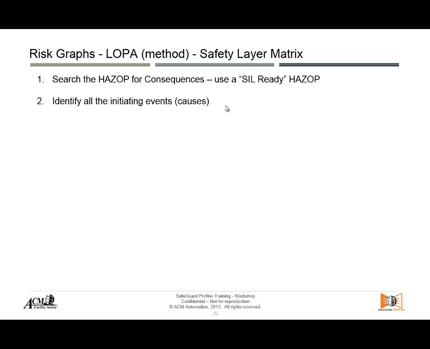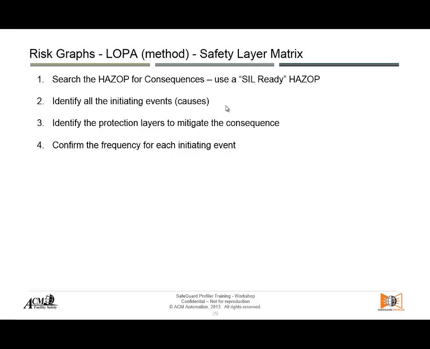So now we can identify all initiating events or causes. Then we identify the protection layers to mitigate the consequence. Identify meaning that they were already put in the HAZOP, but we just verify very quickly that the layer is placed with respect to the cause for which it is reducing the risk. Later, number 4 will be to confirm the frequency for each initiating event.